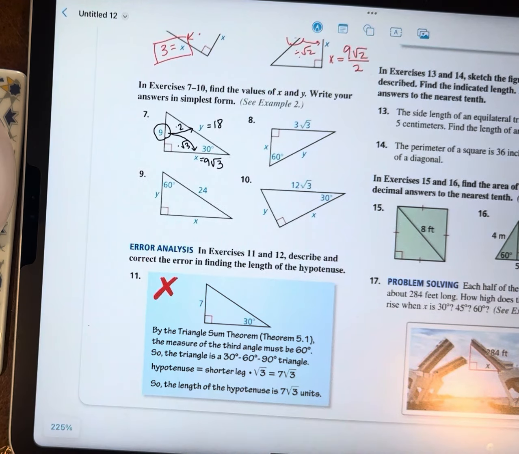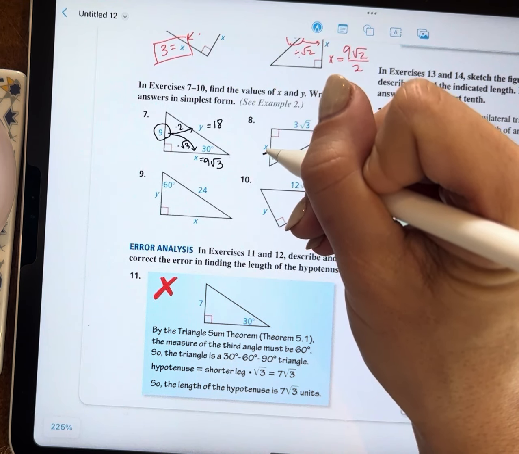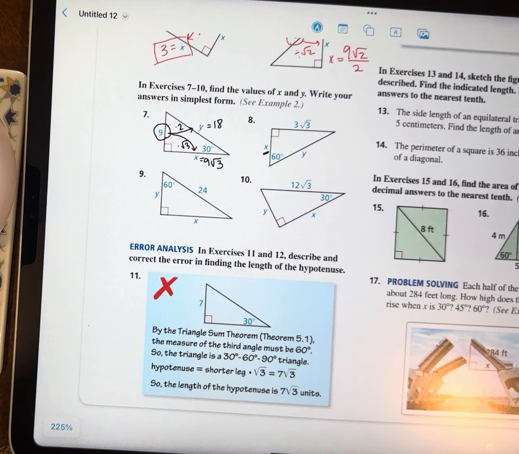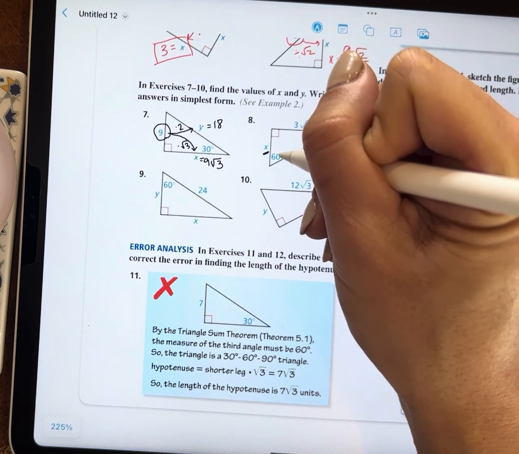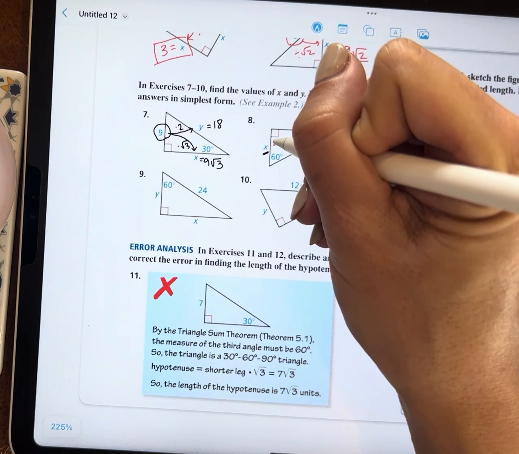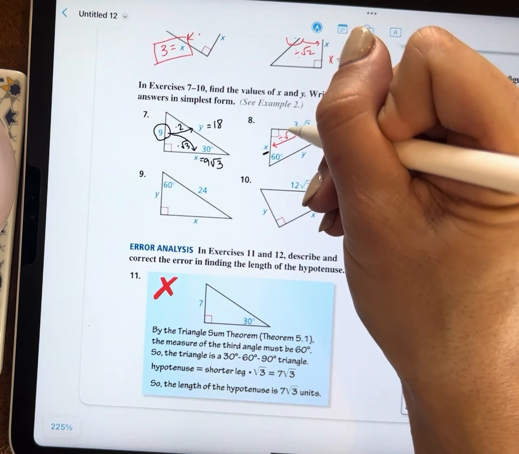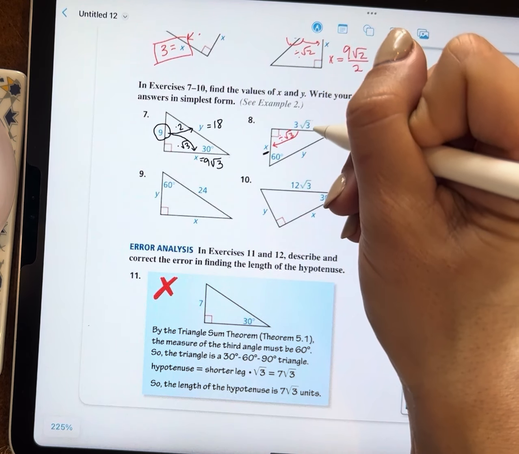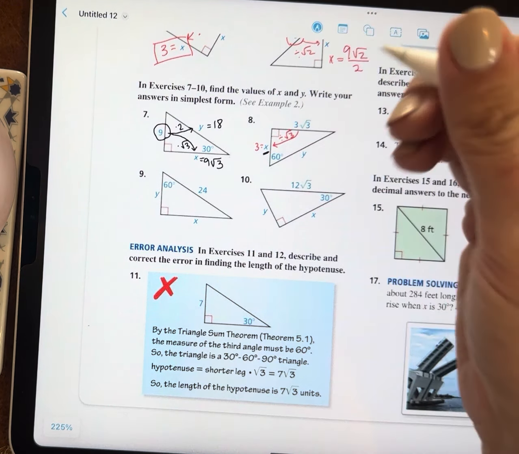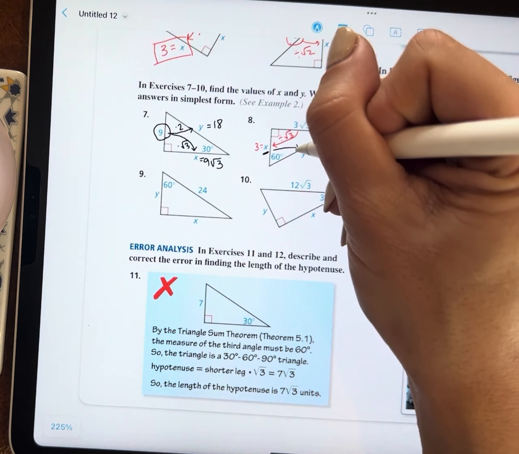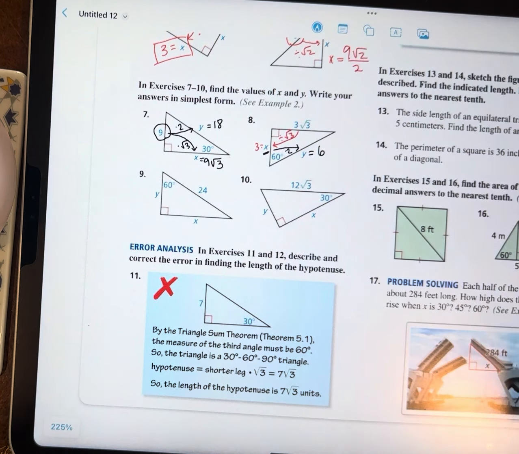Number 8. I always want the short leg, which is right here, except that I don't have it, which means I've got to go backwards, which means I've got to divide. So from the long leg, this is across the 60 and it's the long leg, back to the short leg is dividing by radical 3. So 3 rad 3 divided by rad 3, and x is 3. Now that I know x is 3, I can go the normal way to the hypotenuse, which is multiplying by 2. 3 times 2 is 6.